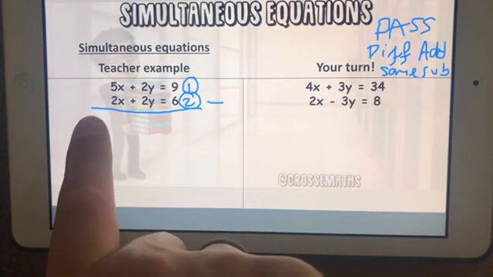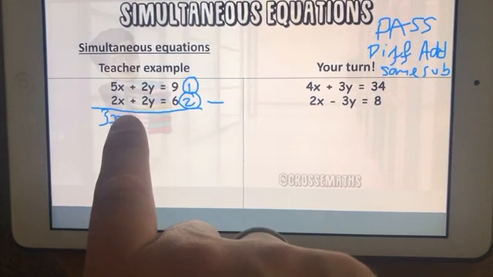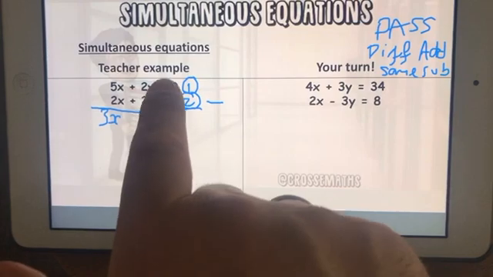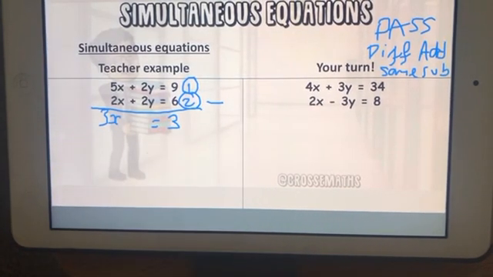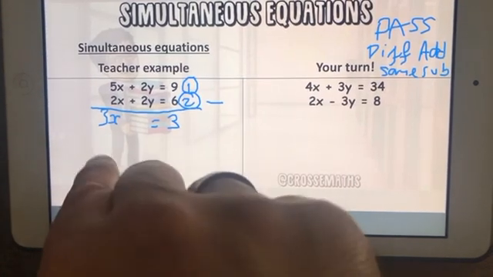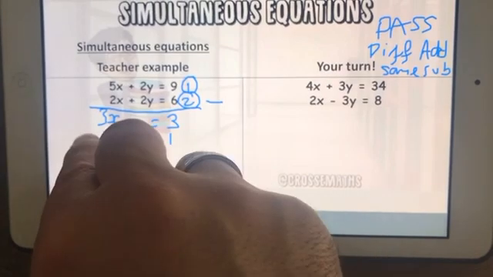So 5x take away 2x is just 3x. 2y take away 2y leaves me nothing. 9 take away 6 is 3. Now you can see this is forming a very straightforward solving equation. 3x is 3. If I divide by 3, x has to be 1.